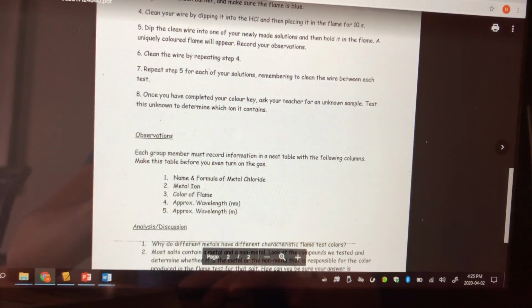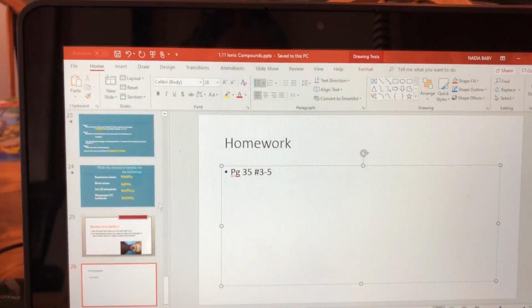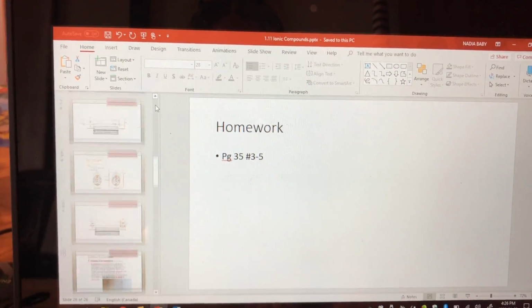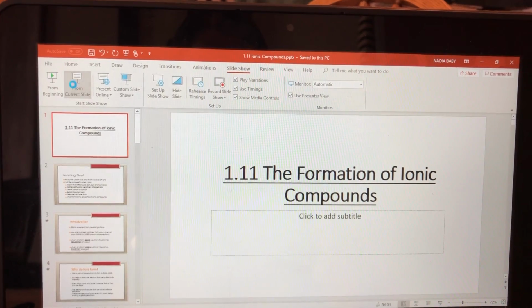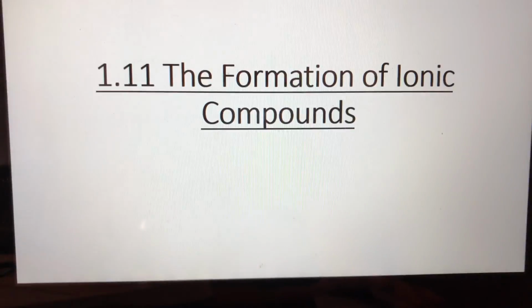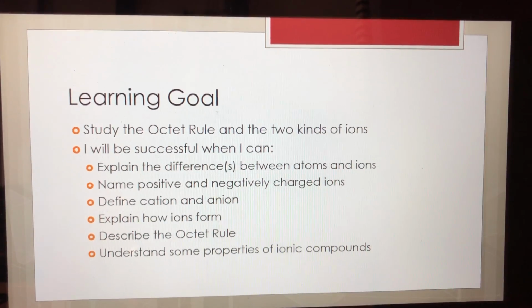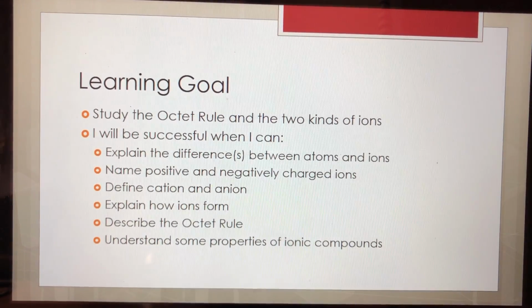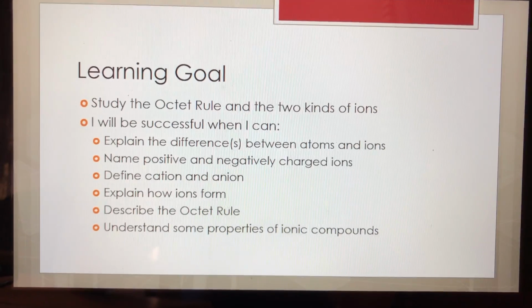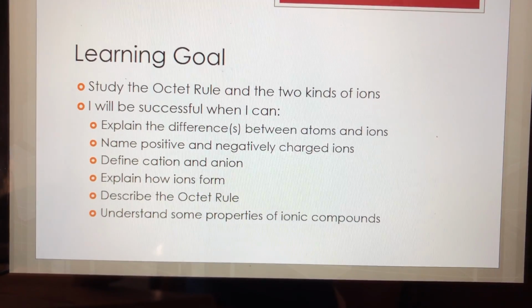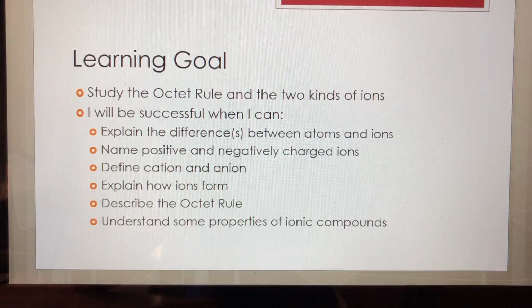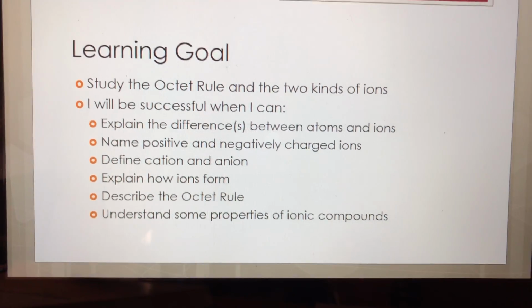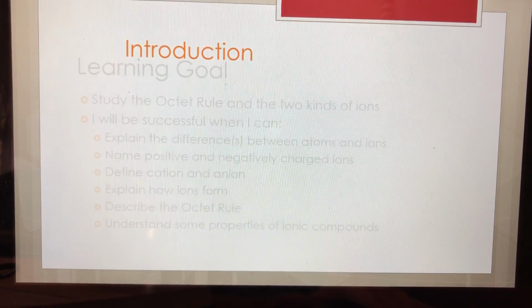Okay, so let's get started with today's lesson. Today's lesson is on ionic compounds, which I have posted on your Google Classroom. Today we're going to learn about how ionic compounds are formed. You're going to be able to tell me what the octet rule is, and you're going to be successful when you can explain the difference between atoms and ions, name positive and negatively charged ions, define cation and anion, explain how ions are formed, describe the octet rule, and understand some properties of ionic compounds.